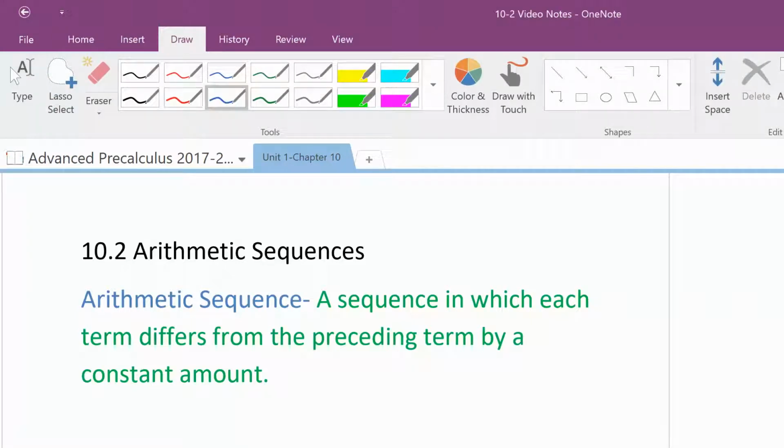A definition of an arithmetic sequence is a sequence in which there's a common difference from the preceding term, or you could look at it another way: you're adding or subtracting a certain amount to go from one term to the next. For example, 1, 3, 5, 7, 9, and so on. That is an arithmetic sequence because you're adding 2 to go from one term to the next.